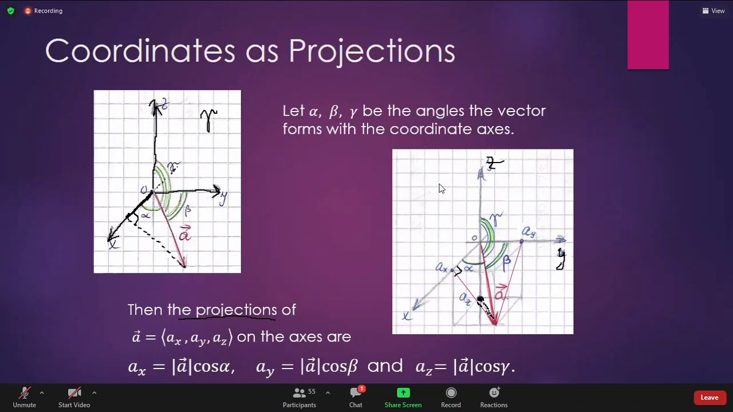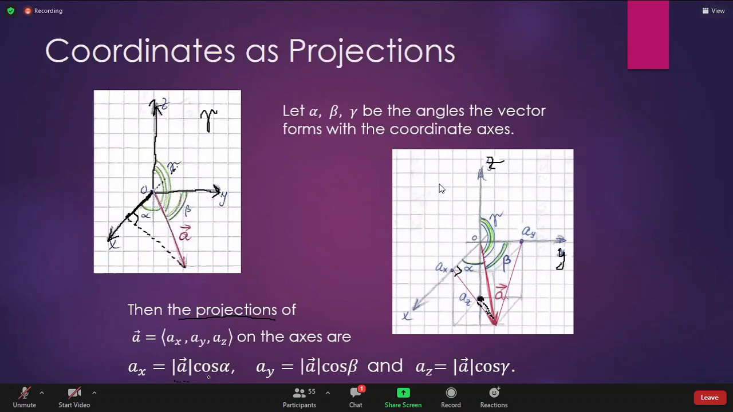So if we have the coordinates of a vector, we can find the angles this vector forms with all three axes, with each of these axes. All we have to do is, first of all, find the magnitude by the formula from the previous screen, and we know the coordinates. If we know the magnitude, we can express these cosines, and these angles from there.